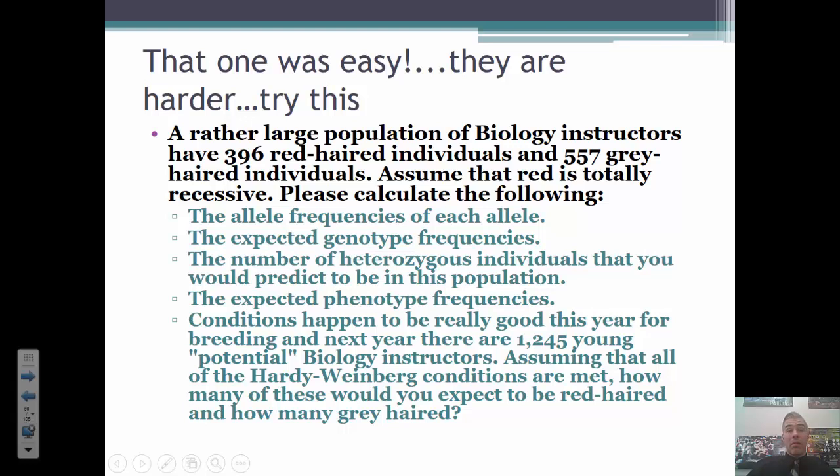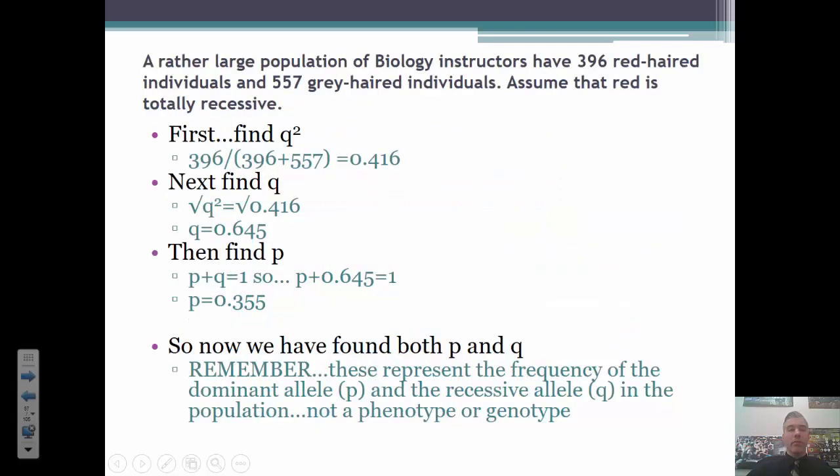Okay, so let's step you through each one. The first thing we're going to do is calculate the allele frequencies for each allele. Remember, P and Q are your alleles. So I have the information up top. Again, there are 396 red-haired and 557 gray-haired individuals. The first thing you always do for these problems, remember, is find Q squared, or the recessive trait. In this case, not the allele yet, the actual trait itself. In this case, 396 are red hair, and remember, red is recessive.